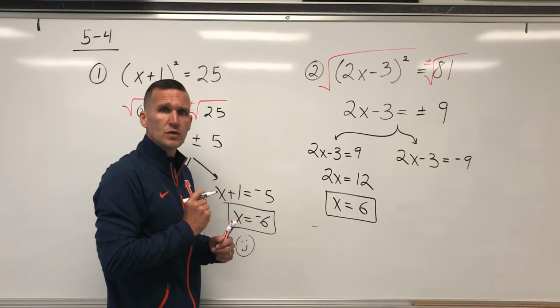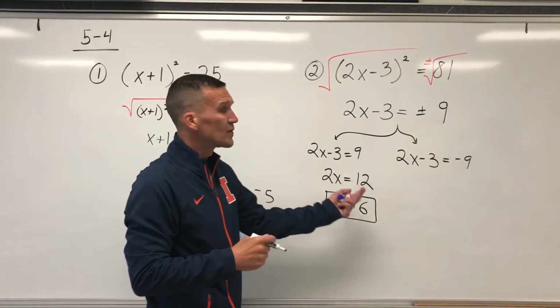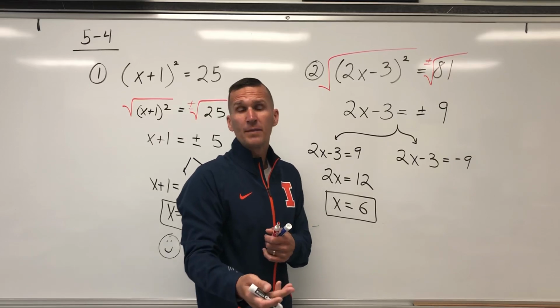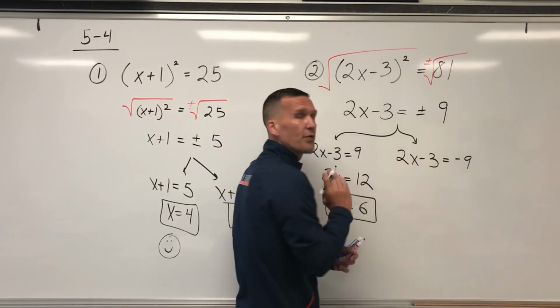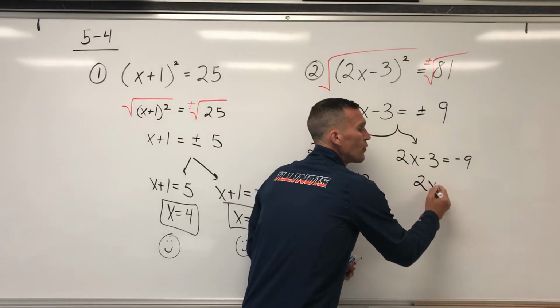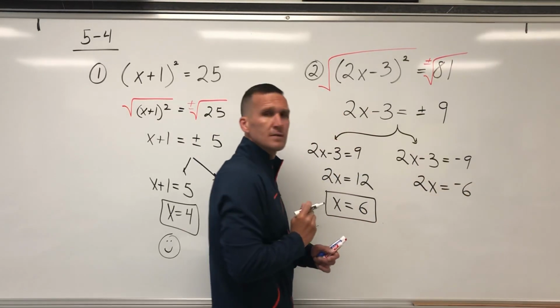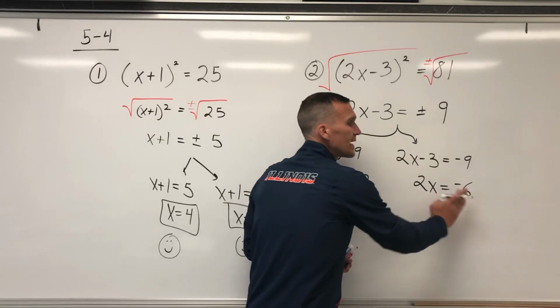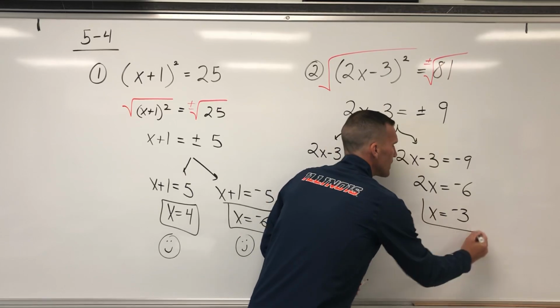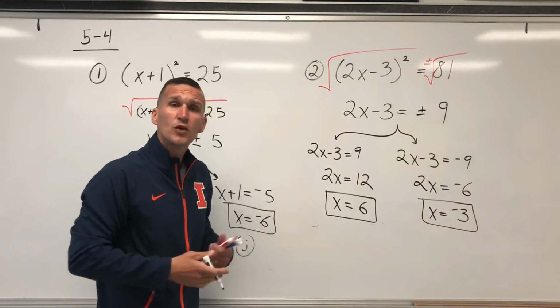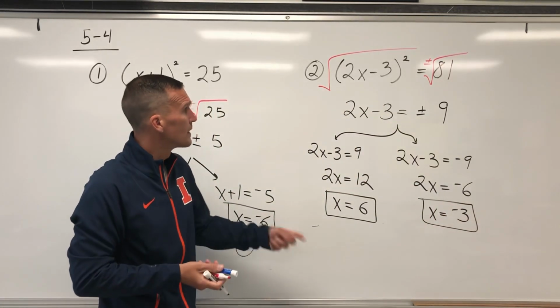That's one of my solutions. Now, I'll do the same math of add 3 and divide by 2, just get different outcomes. When I add 3, I'll have 2x equals negative 6. And when I divide by 2, I get x equals negative 3. Again, you can plug them back in and see if they work.